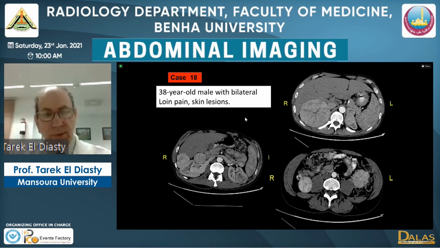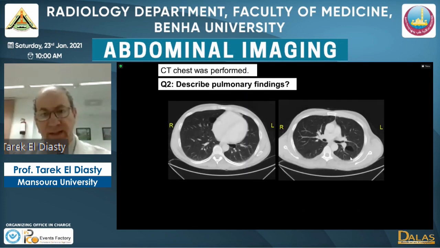We have to do all, before the final diagnosis, CT chest. There is some cystic lesion on the CT chest. So this cystic change with the skin lesion and bilateral multiple oncocytomas occurs in one type of hereditary syndrome. It is Birt-Hogg-Dubé syndrome.